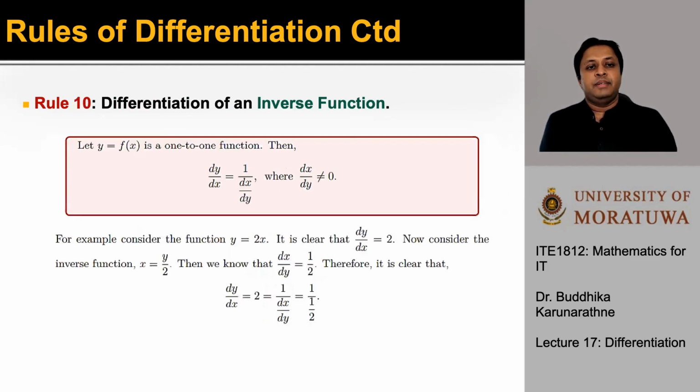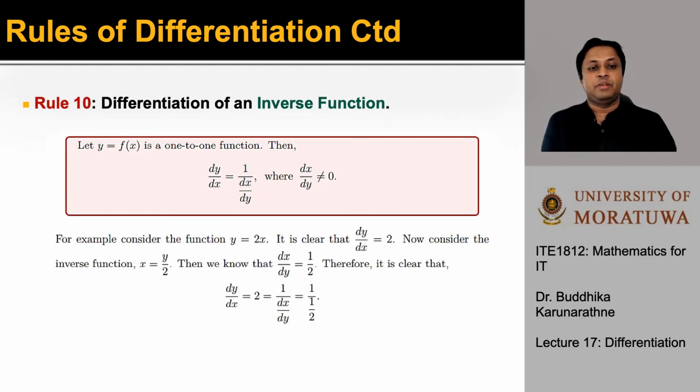And then we define the differentiation of an inverse function. So this is rule number 10 about inverse function. Let's define a function f(x) as a one-to-one function. Then dy over dx is equal to 1 over dx over dy. However, dx over dy should not be equal to 0. Otherwise, the function will become meaningless.